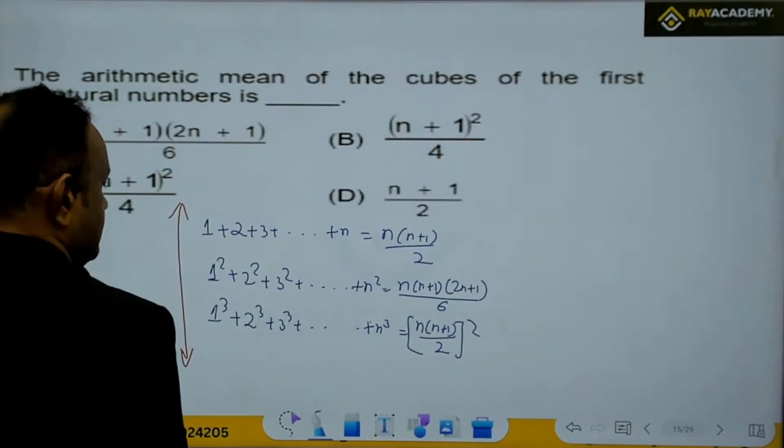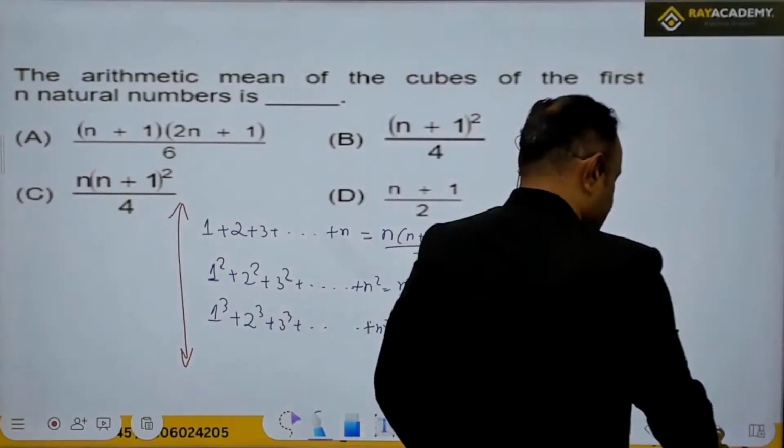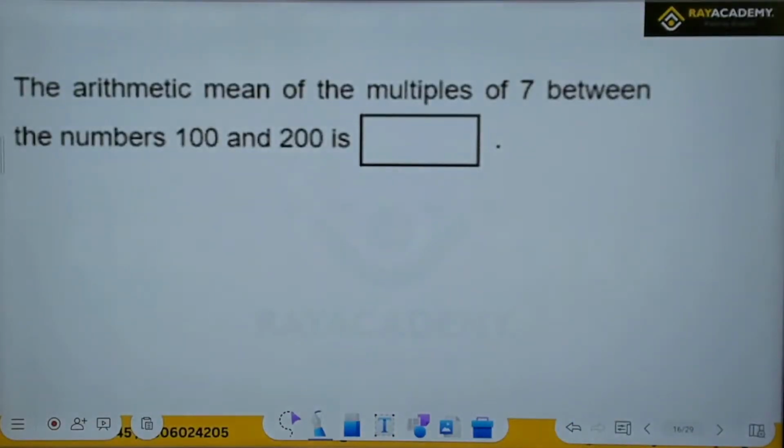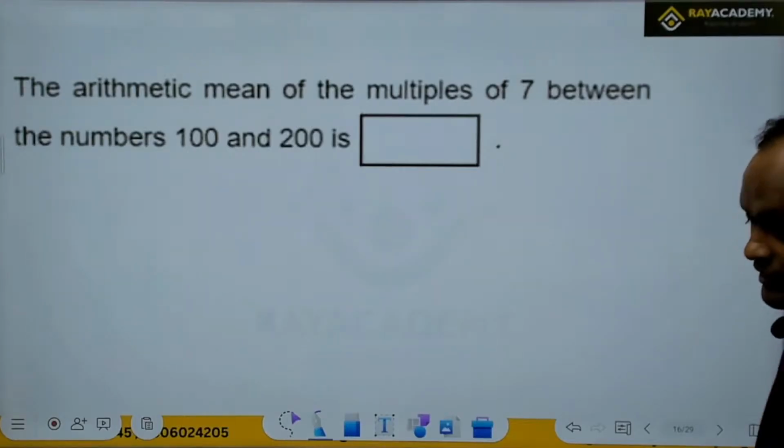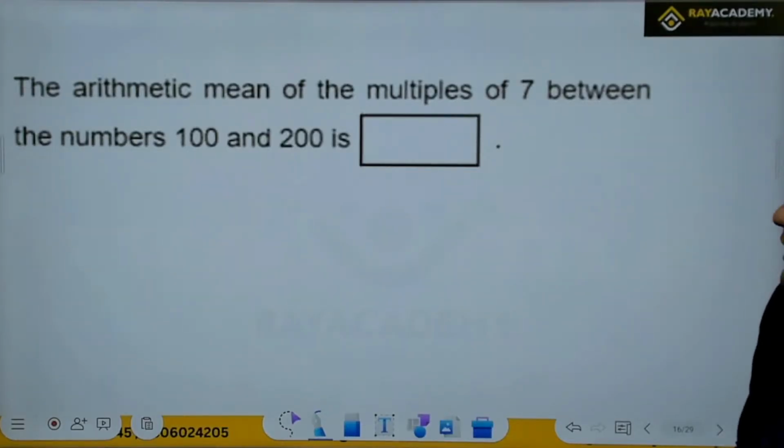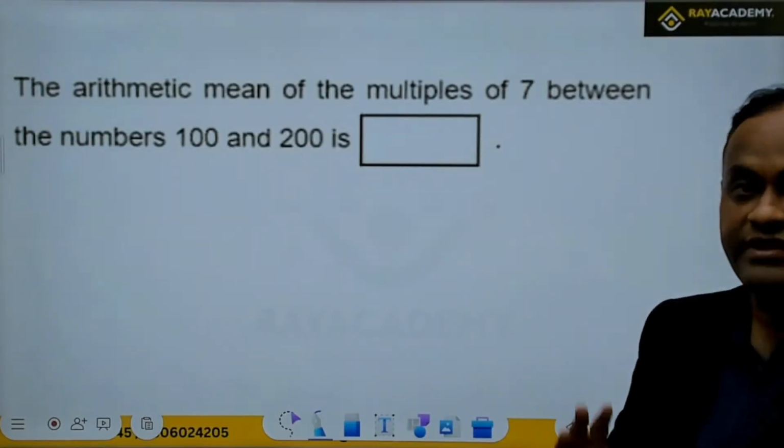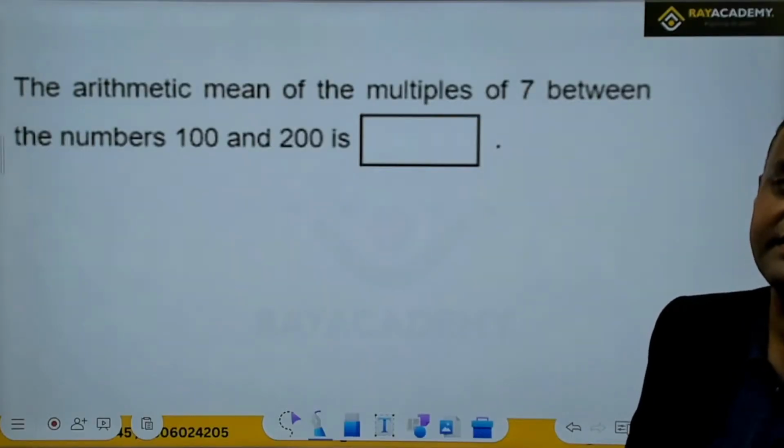Okay, let's see what's the next question. The question goes: the arithmetic mean of the multiples of 7 between the numbers 100 and 200. So multiples of 7 between 100 and 200, what is their arithmetic mean?